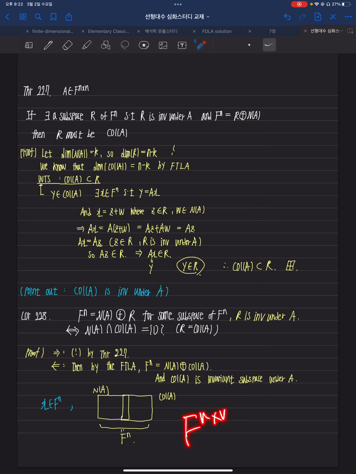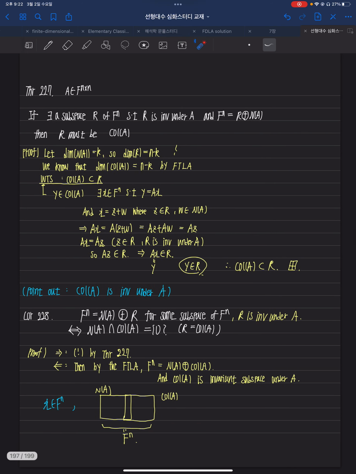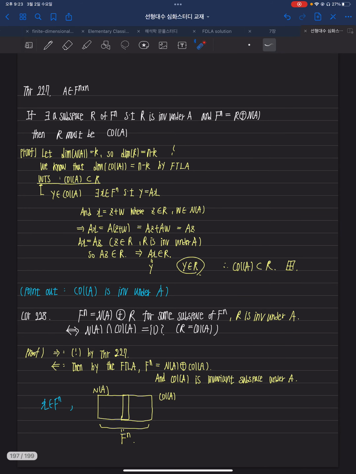만약에 FN by m이었으면 A가 이런 말 못하죠. 컬럼 스페이스는 Fm의 원소인데, 컬럼 스페이스는 Fm의 서브스페이스인데, 그렇죠?